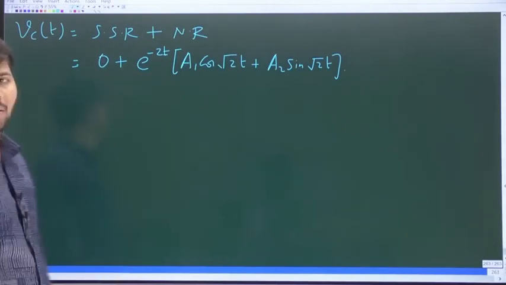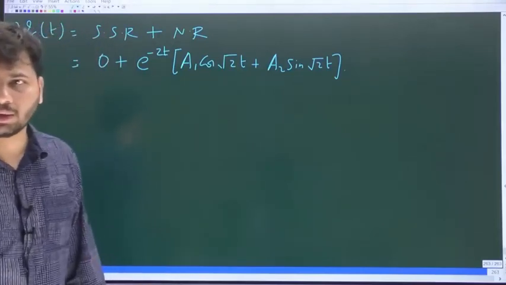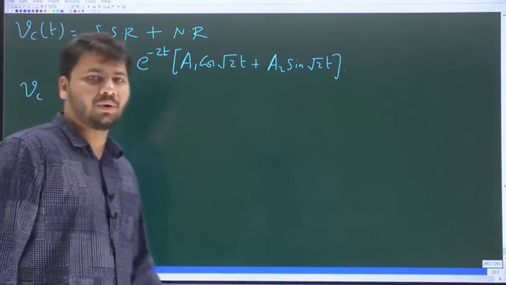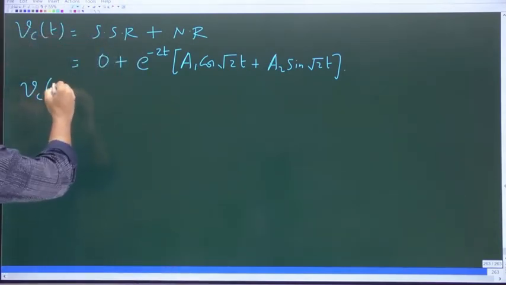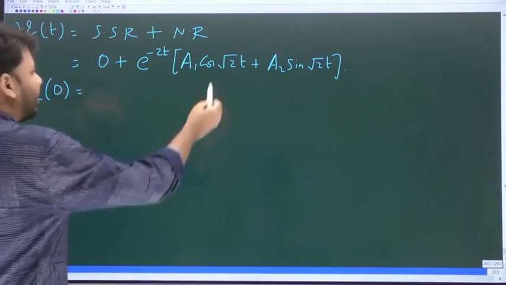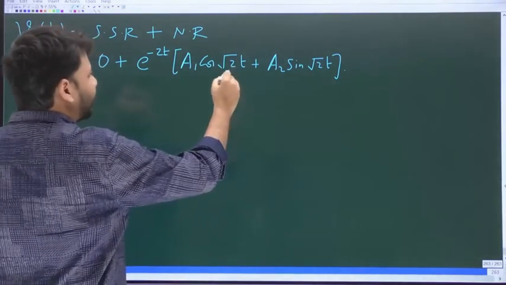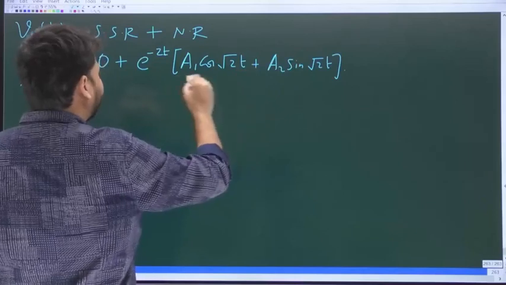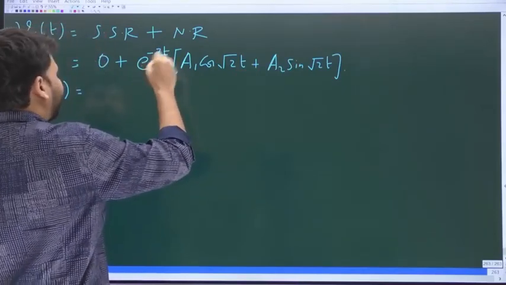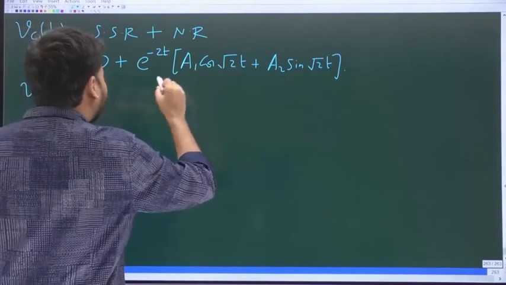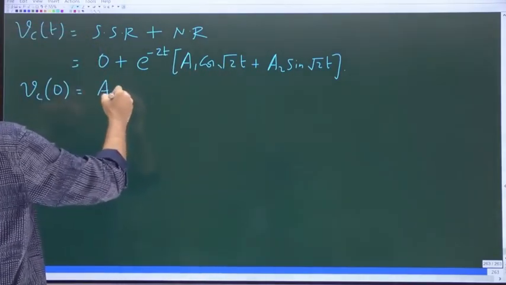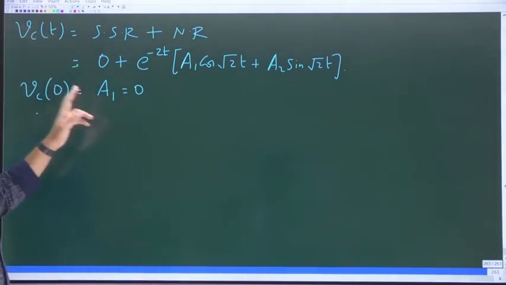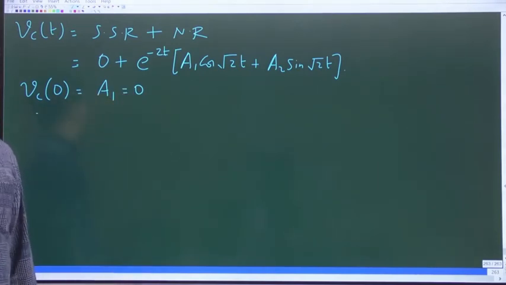Now to solve for a1 and a2, you should make use of the two given initial conditions. First is very straightforward. You simply substitute t equal to 0. Vc of 0: cos 0 is 1, sin 0 is 0, so a2 into sin 0 will also become 0. E power minus 2t at t equal to 0, e power 0 is 1, cos 0 is 1, so 1 into a1 into 1 is just a1. But the given initial voltage across the cap is 0, so Vc of 0 is 0. So a1 is also going to be 0.